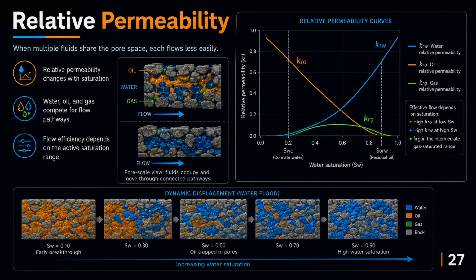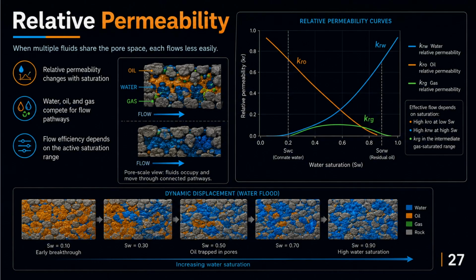When water saturation is high, water has good connectivity and flows easily, while gas may be disconnected. As gas saturation increases, gas pathways become connected and gas mobility increases. At the same time, water mobility decreases. This creates nonlinear behavior. A small change in saturation can cause a large change in mobility.